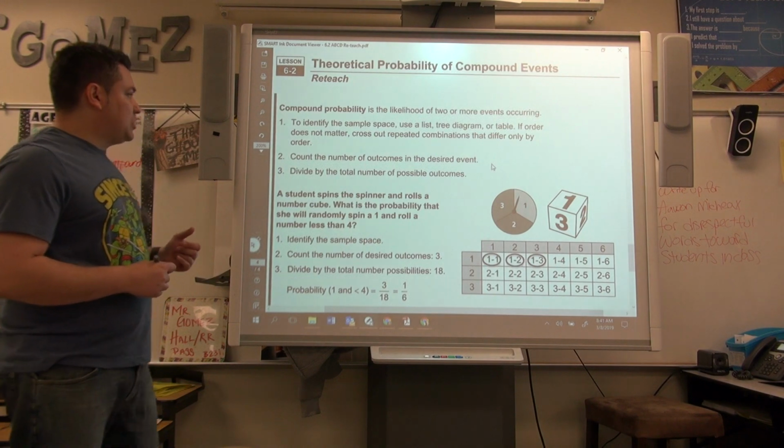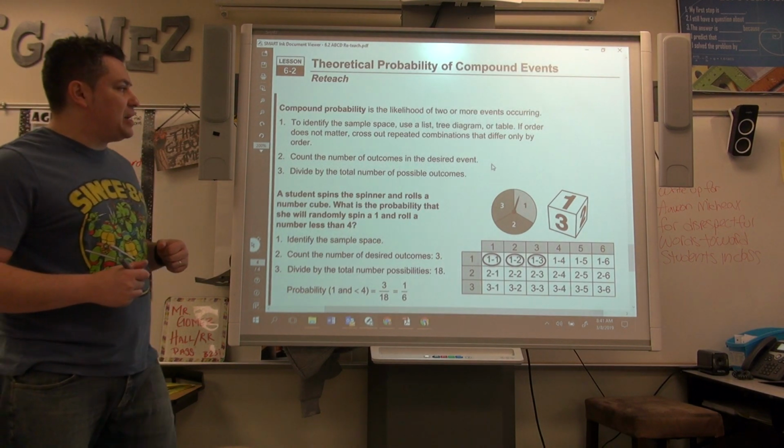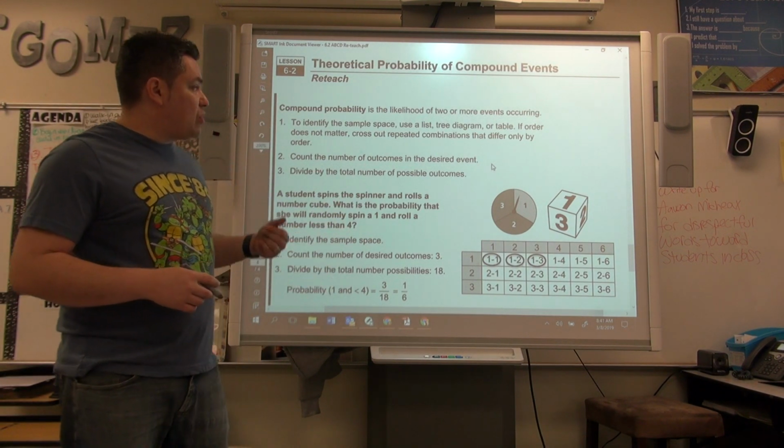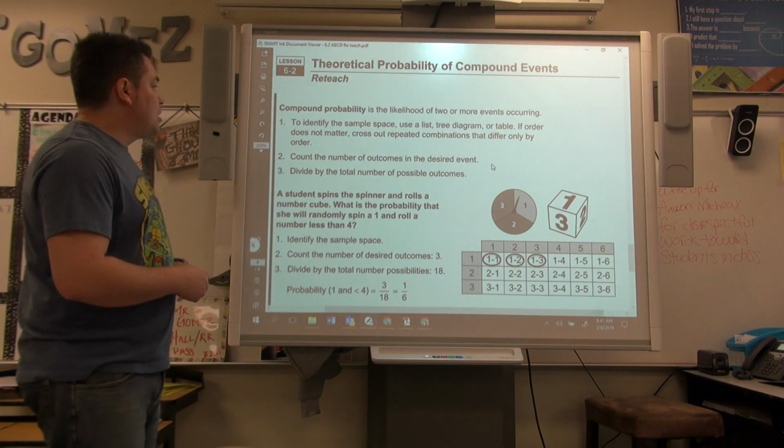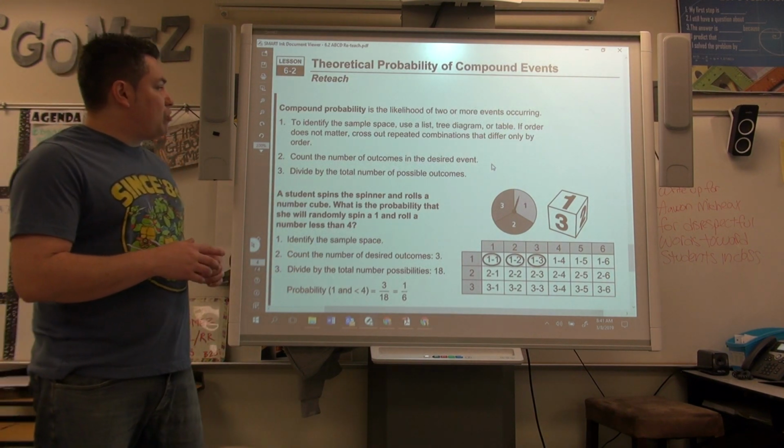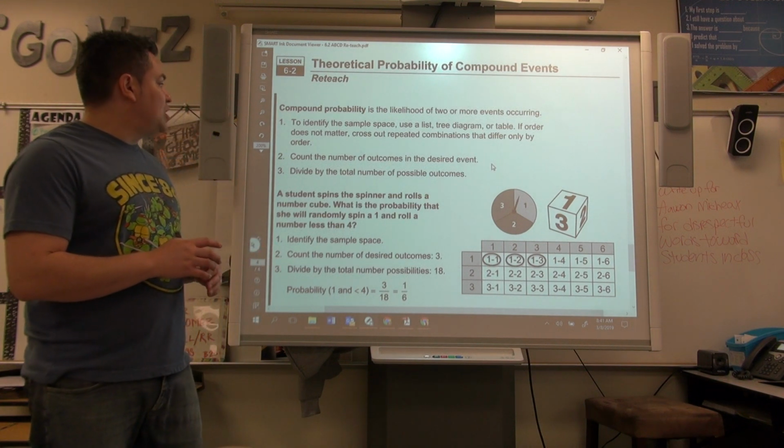First, we have three things that we need to do. First, identify the sample space. We can use a list, a diagram, a tree diagram, or a table. If order doesn't matter, cross out repeated combinations that differ only by order.